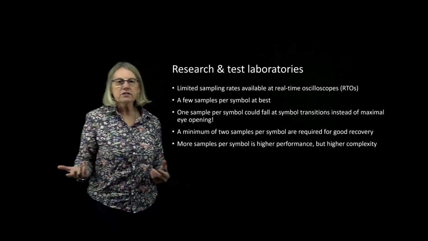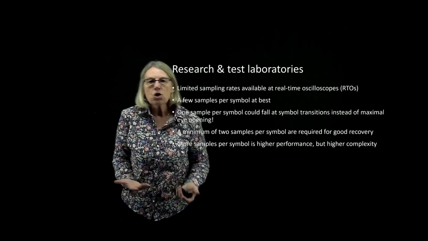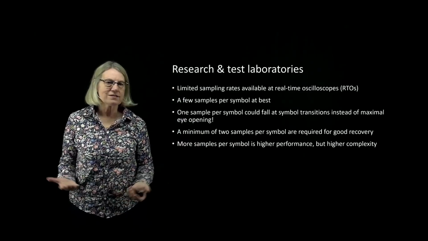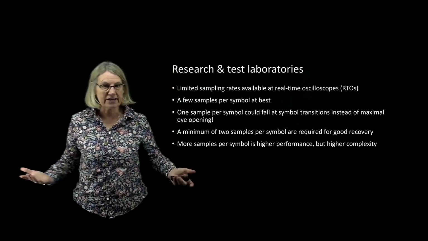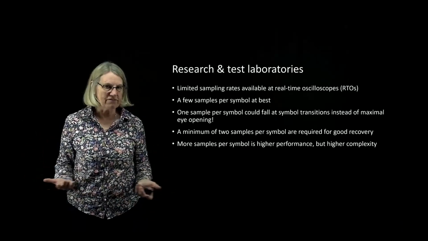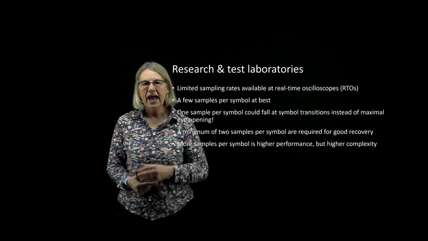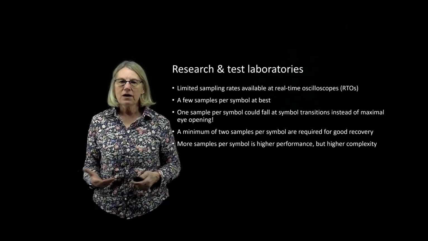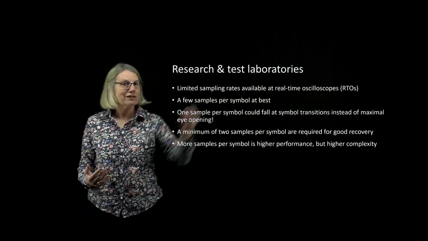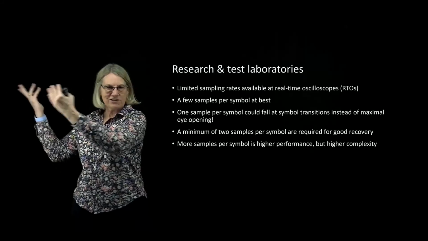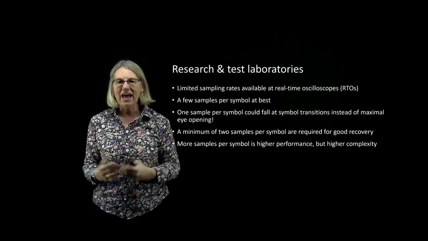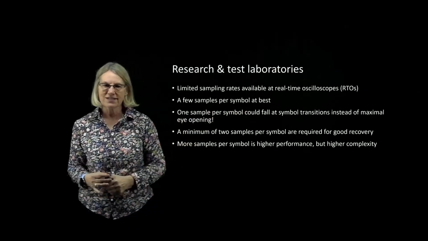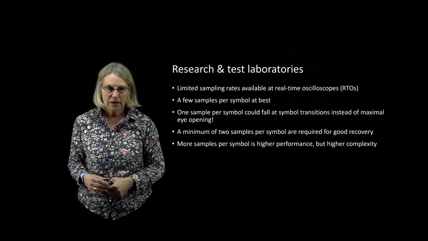But of course, the real-time oscilloscope has its own limitations. It has a certain sampling rate, and of course becomes very expensive if we sample very, very fast. And so typically we're going to have a few samples per symbol at best for processing our signal. If we've got a really fast RTO, then we're going to send our data really fast. And so in the end, we're dealing with a few samples per symbol is what's available.